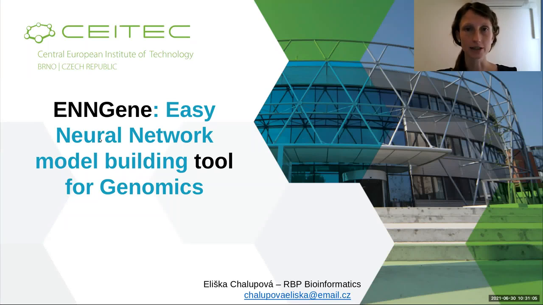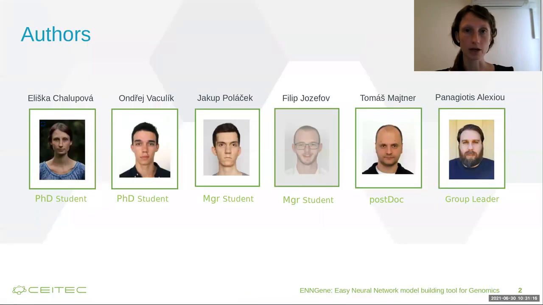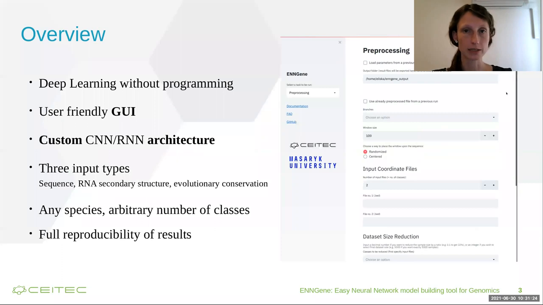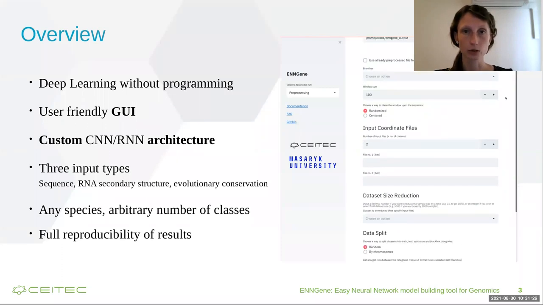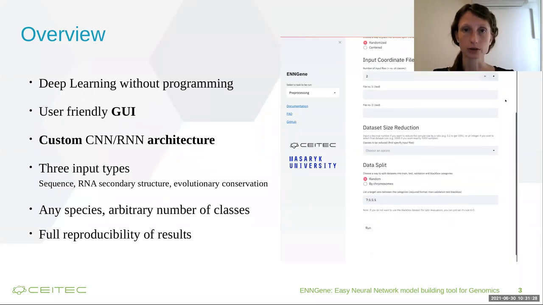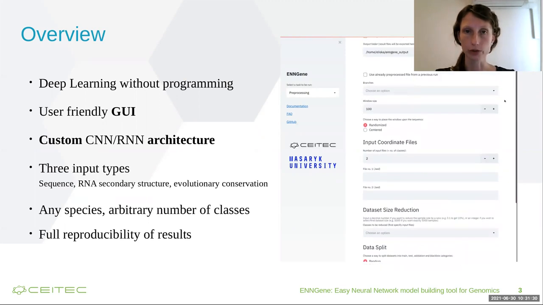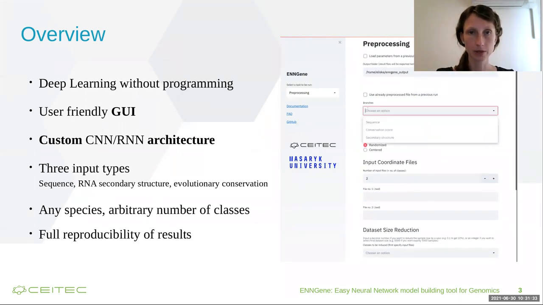Hi, I'm Eliska, and in this presentation, I'll talk about our tool called ENNGENE that can help you build neural networks for diverse classification problems on genomic data. This tool has been developed in our RBP Bioinformatics lab as part of Central European Institute of Technology in Brno, Czech Republic. So the basic idea behind the tool is creating neural networks without the use of programming, so purely using the graphical user interface.